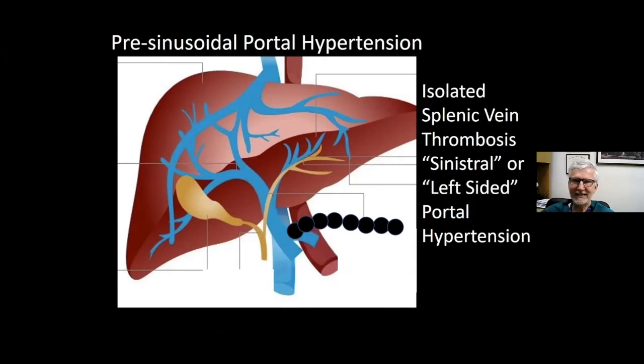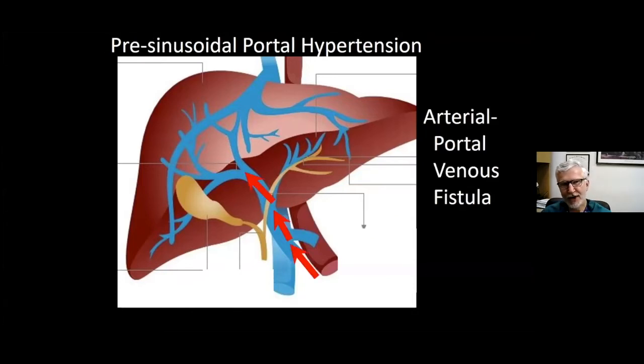And there's the case of isolated splenic vein thrombosis, like you see here, where the other components of the portal venous system are wide open. Main portal vein, SMV, IMV are wide open, but the patient's splenic vein is occluded. This is called sinusoidal hypertension or left-sided portal hypertension.